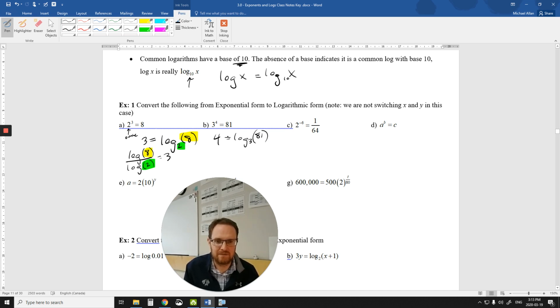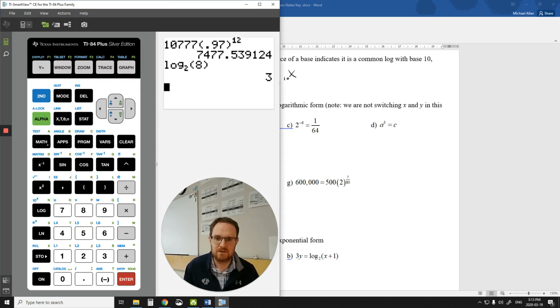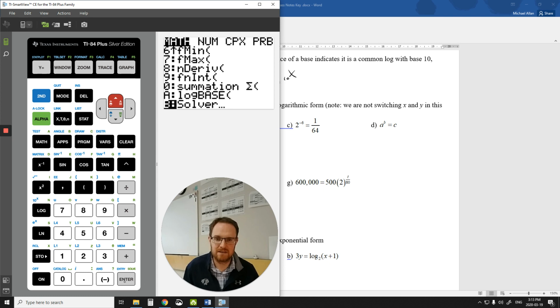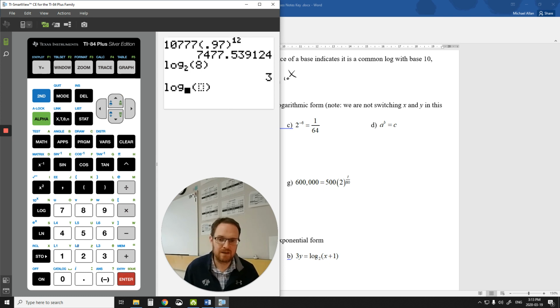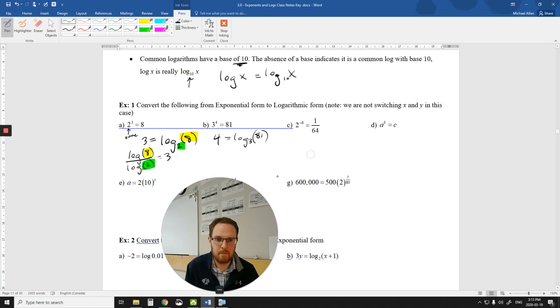You can punch it in a calculator and make sure that actually works. So I'd practice that. So let's go check that out. Math, go change my base here. Nope, let's go up 1, sorry. And what do we have here? So we had a log base 3.